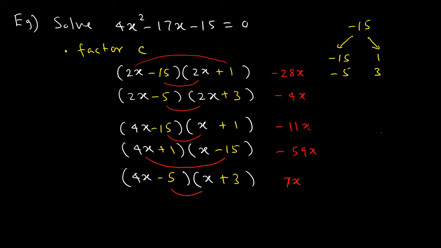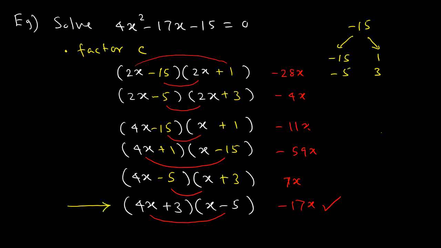So what's the last one we have? We have 4x and x. Switch the numbers. So we're going to say plus 3 and negative 5. And you can see that in this case, you're going to get negative 20 and 3x. So you're going to get negative 17x. That means it worked. So that means that is the correct factorization. So you get the correct factorization here.